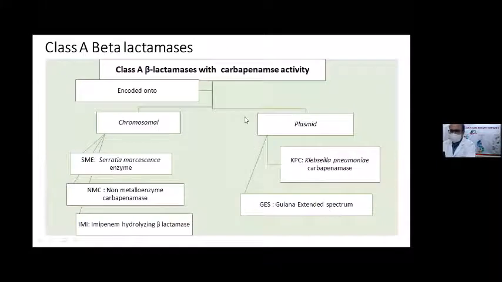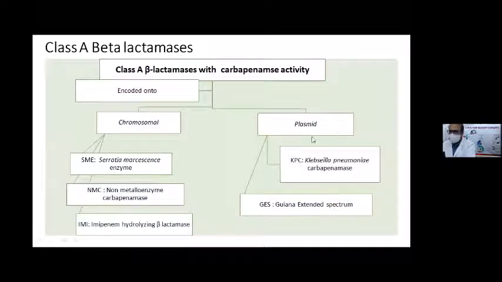So now coming to the detailed classification, the class A beta-lactamase with carbapenemase activity. The genes for this resistance can be coded on the chromosome and on plasmids. We are not very worried about the chromosomally encoded genes because they are not transferred horizontally, so that resistance is not that common. These include Serratia marcescens enzyme, non-metalloenzyme carbapenemase, and imipenem hydrolyzing beta-lactamase, said as SME, NMC, and IMI respectively.